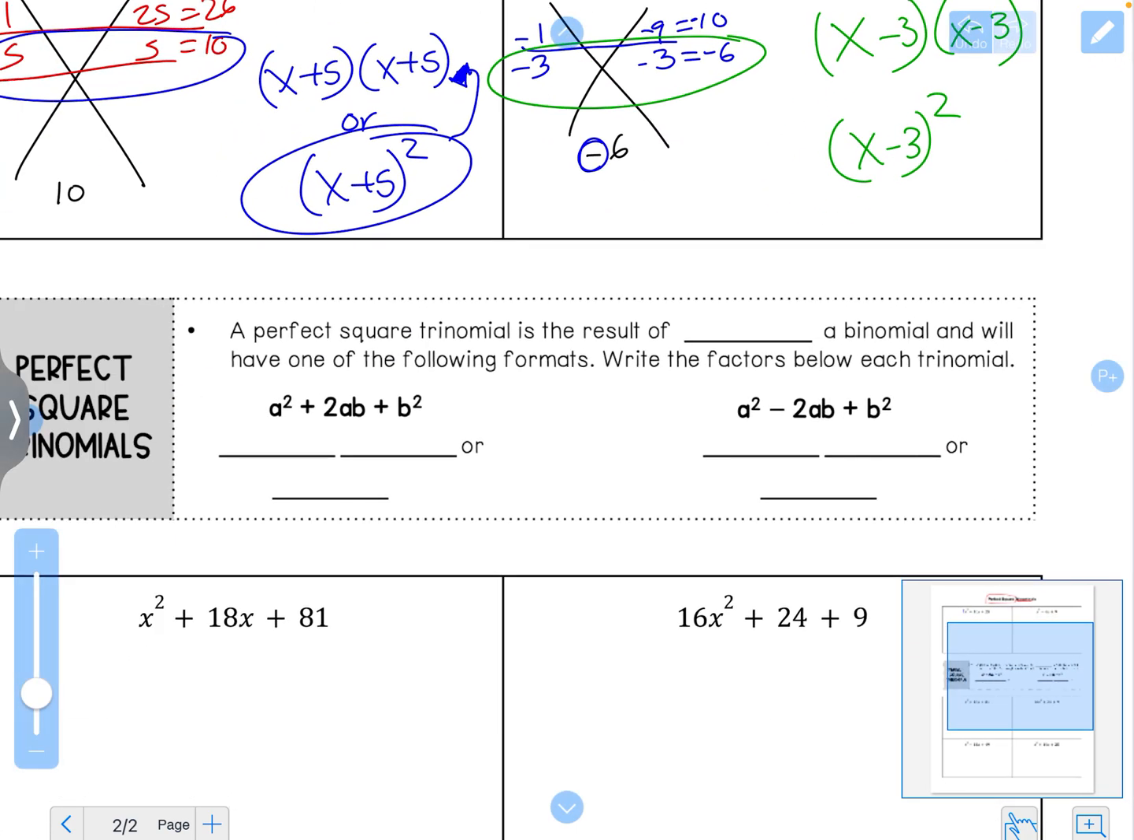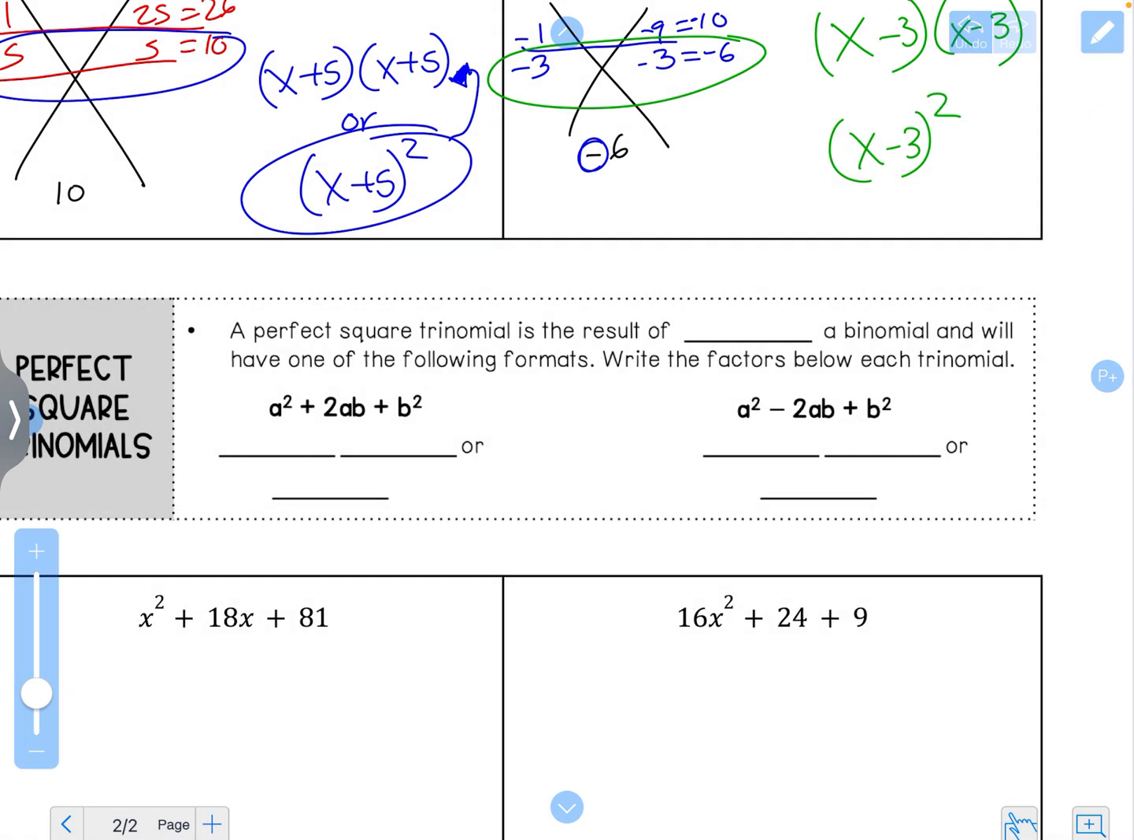Or I'm going to write it as x minus 3 squared. So a perfect square trinomial is the result of squaring a binomial, and we'll have one of the two following formats.